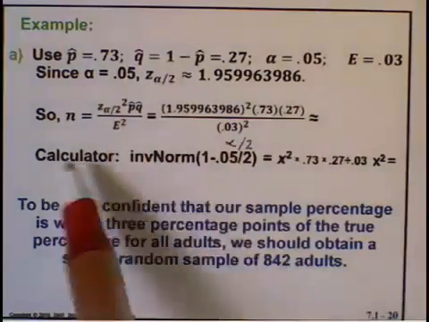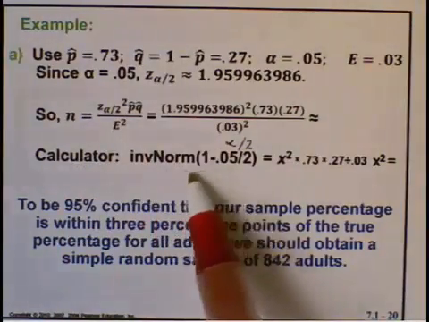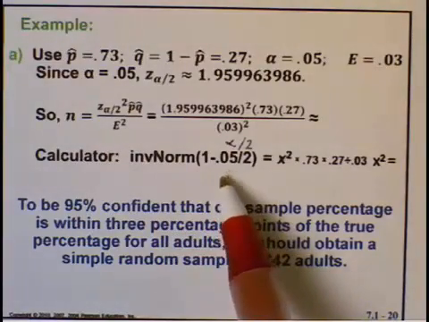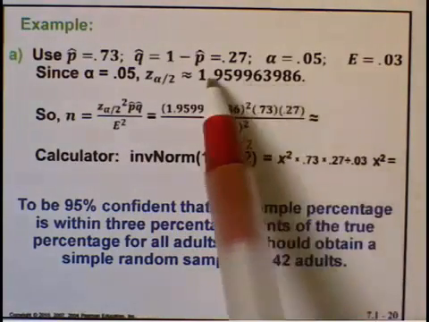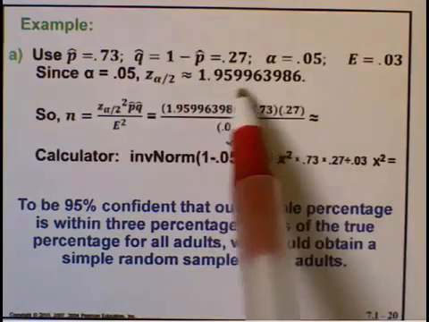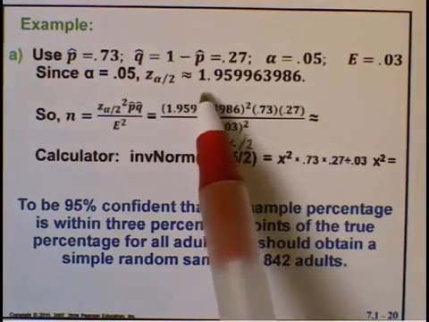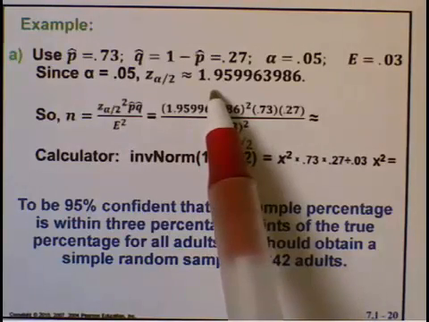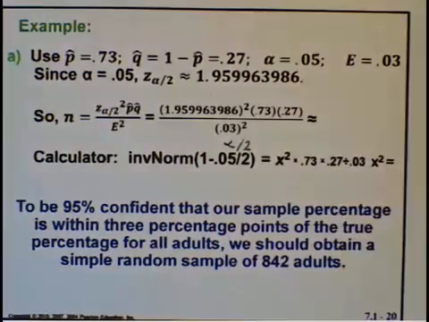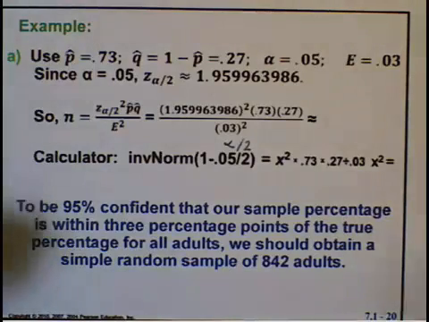Now, if I use inverse norm of 1 minus 0.05 divided by 2, I get approximately this value on my calculator. If I use a rounded value for that, if I use 1.96, for example, some of the times I'm going to get the right answer, but some of the times I'm going to get the wrong answer because I'm using an approximated value for that critical value. In math, you never round in the middle of a problem.